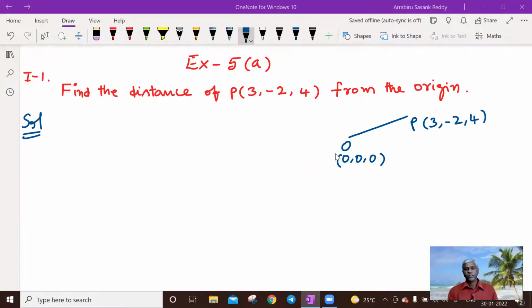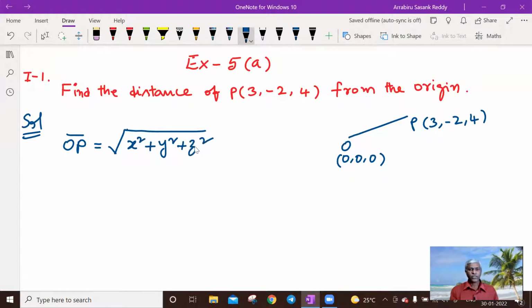So one is the origin and another is (3, -2, 4). So the distance between the origin and any point, you write the formula. Distance between the origin and the given point is the square root of x coordinate squared plus y coordinate squared plus z coordinate squared. This is the formula. Very, very simple.